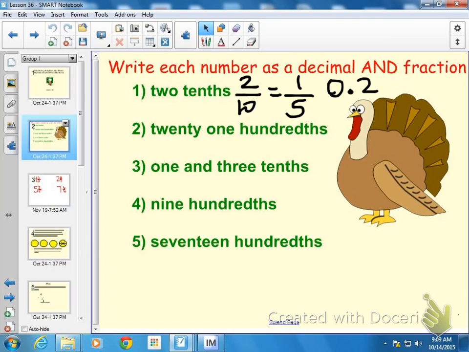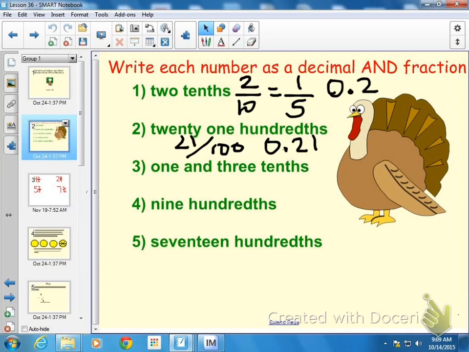Now, I have 21 hundredths. When I have 21 hundredths, I don't really have a lot of room. Let me see. 21 hundredths would be 21 over 100 as my fraction form. And then as a decimal, I would have 0 wholes and 21 hundredths.